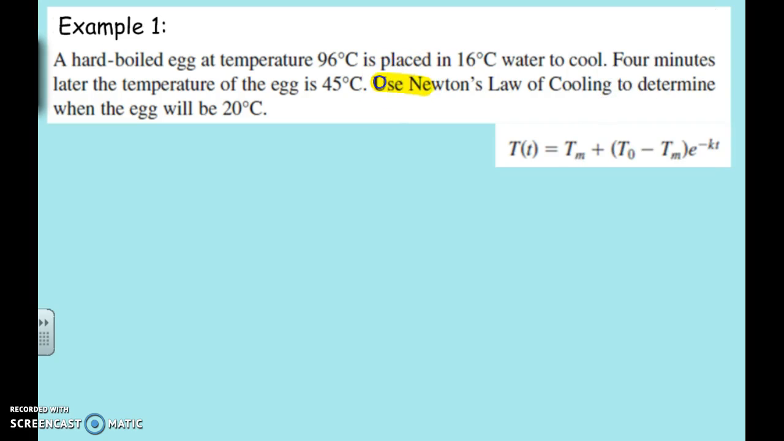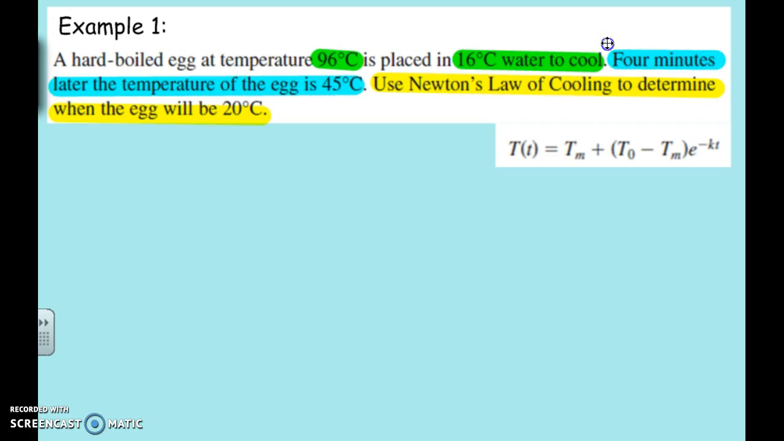What we're actually trying to find is how long it takes for our egg to cool to 20 degrees Celsius. They do give us some information. They give us 96 degrees Celsius and 16 degrees Celsius water to cool. They also give us a secondary piece of information that 4 minutes later, the temperature of the egg is 45 degrees Celsius.